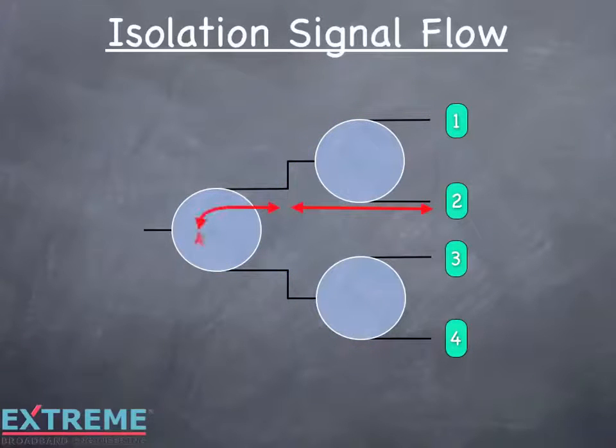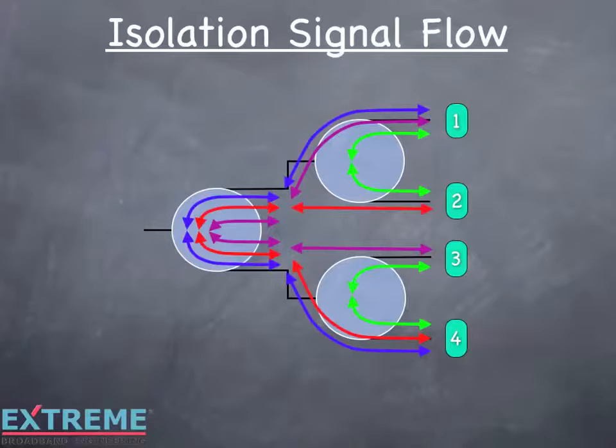Another path is from port 2 to port 4, and another from port 1 to port 3. The isolation path between ports 1 and 2 and ports 3 and 4 will meet the device's isolation specification. The other paths will be better by at least 7 dB due to the flow through the insertion loss of the two additional internal splitters.